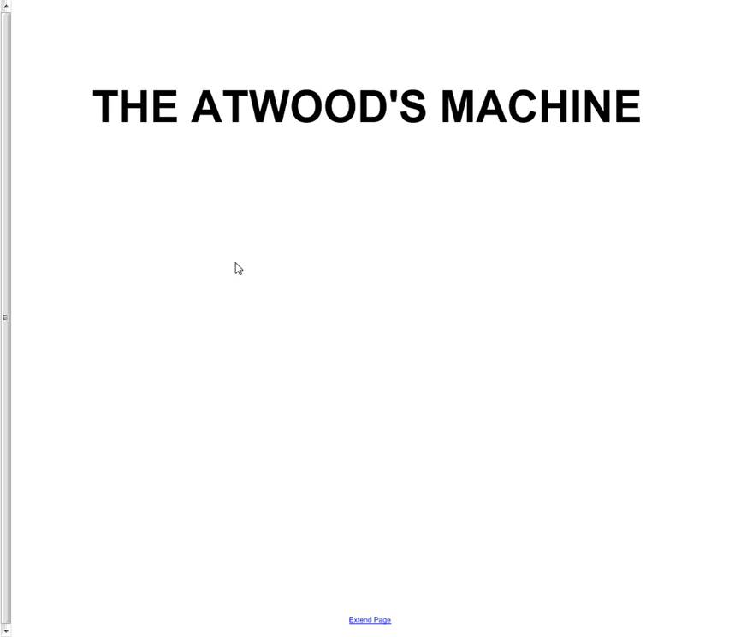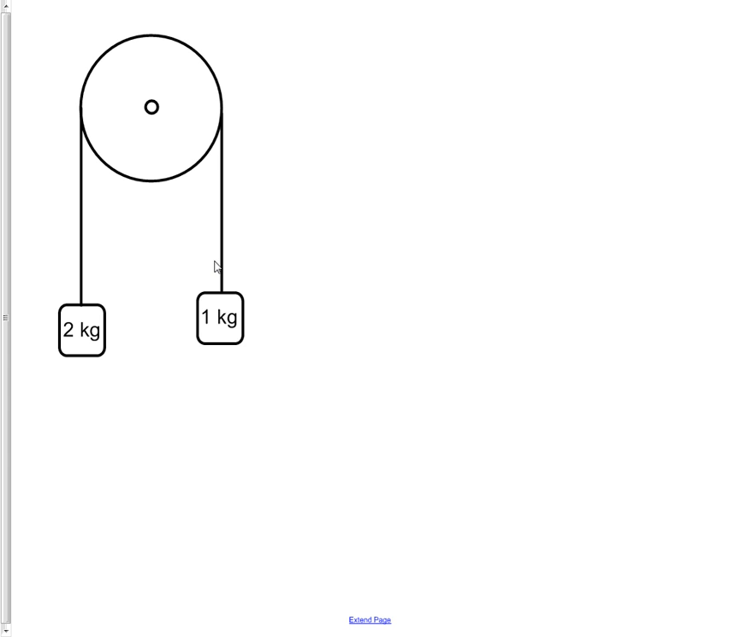Okay, let's do one more one-dimensional example. It's very important that you understand the Atwood's machine, another simple example of Newton's second law. Here's what an Atwood's machine is.